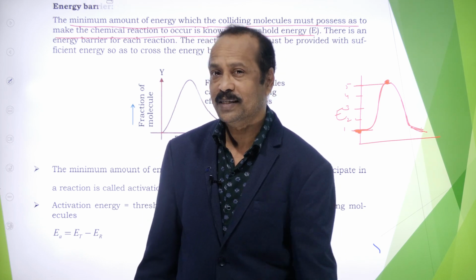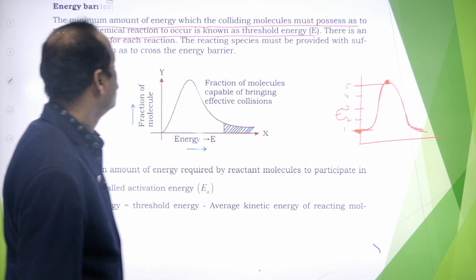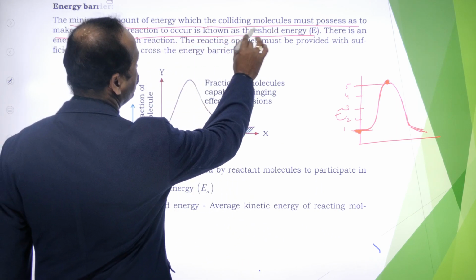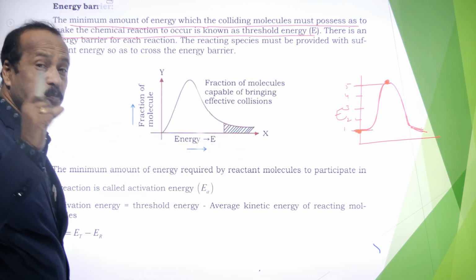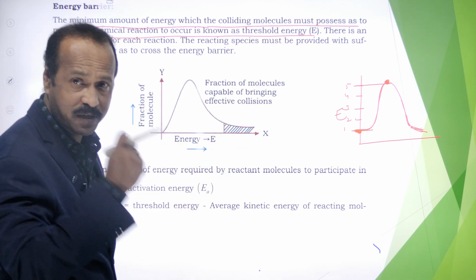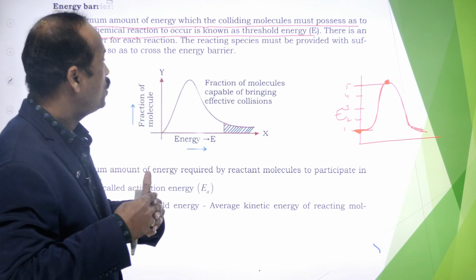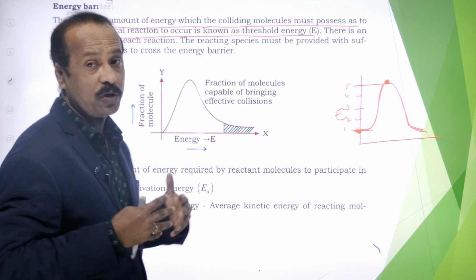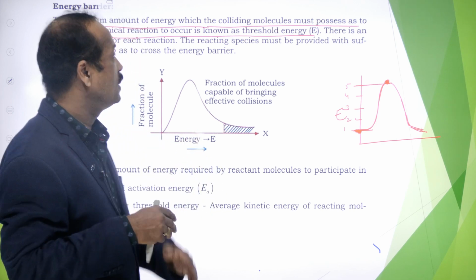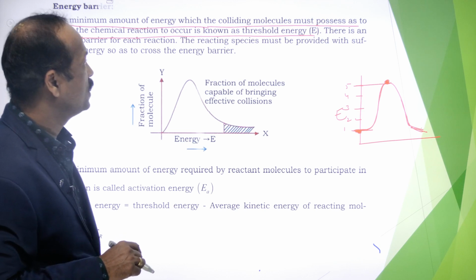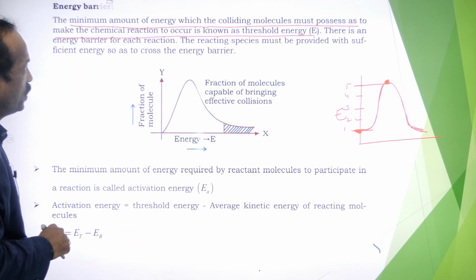So that energy is called the threshold energy. Here, the minimum amount of energy which the colliding molecules must possess to make the chemical reaction occur. Make the chemical reaction is what? To make the effective collision. So that is called the threshold energy. Is this clear to you? So that is the threshold energy.